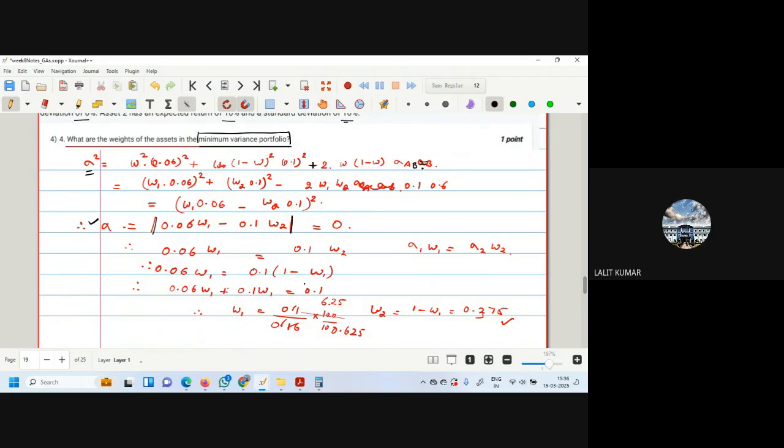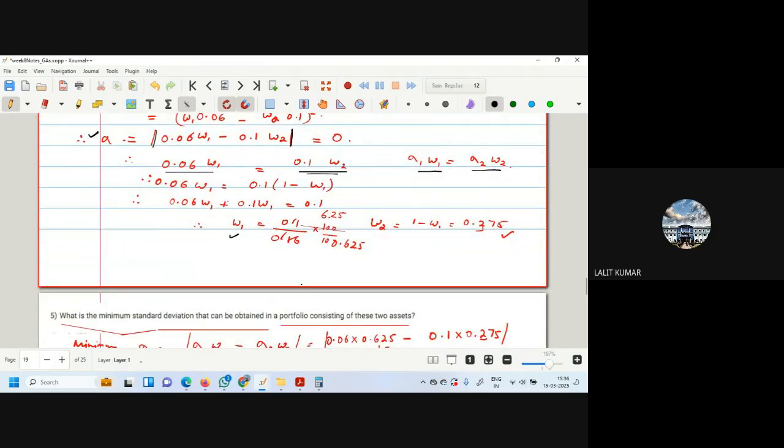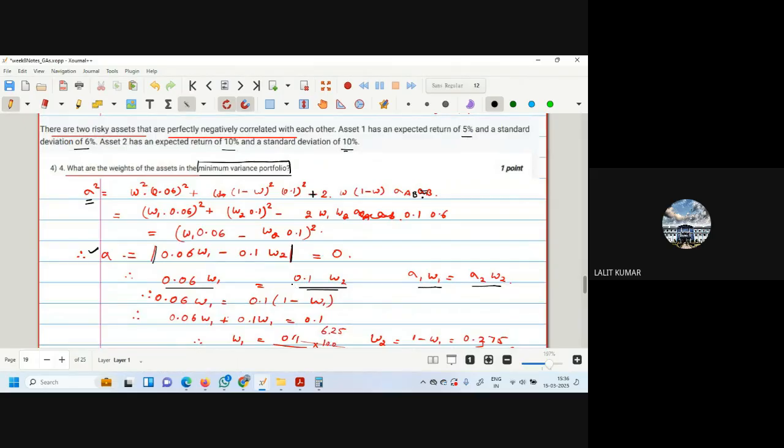Okay, so what you have done is taken the derivation. 0.06 W1 is equal to 0.1 W2, because sigma 1 W1 equals sigma 2 W2. So from here we have found W1 and we have found W2. They had asked what the weights are. Is this question okay with everyone?